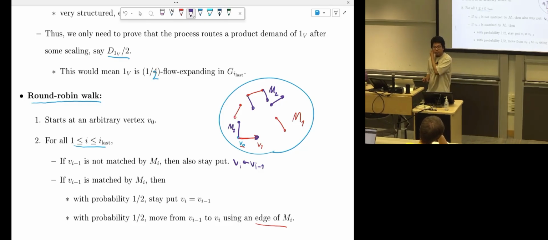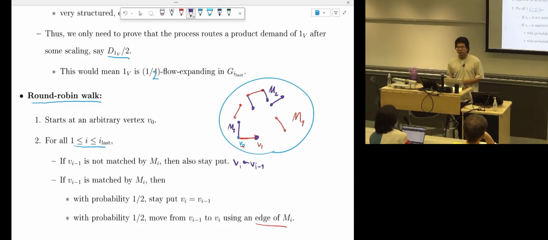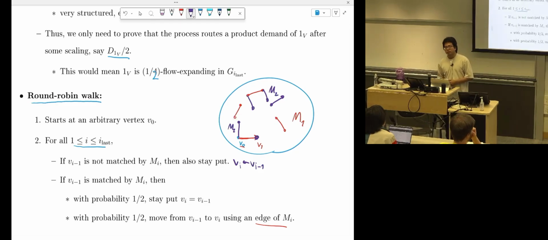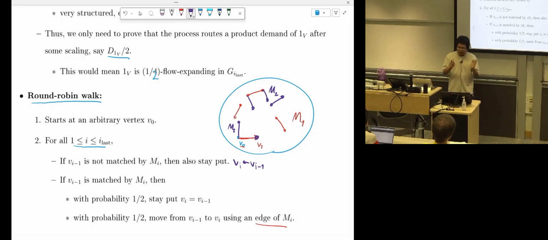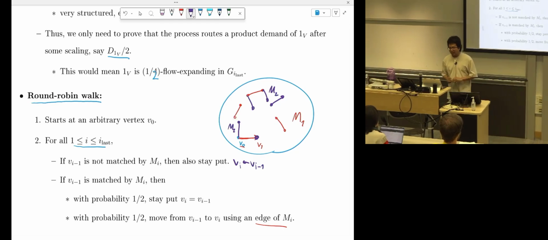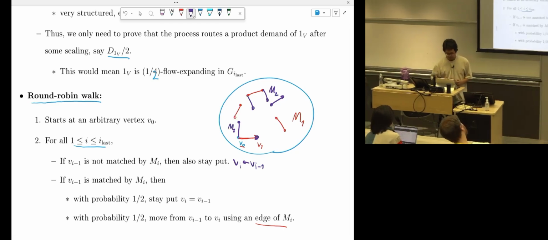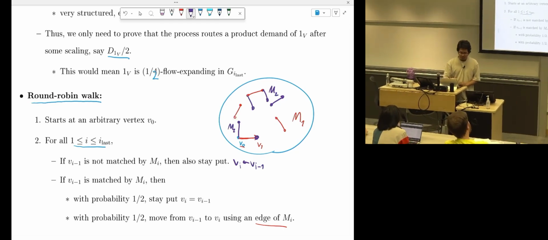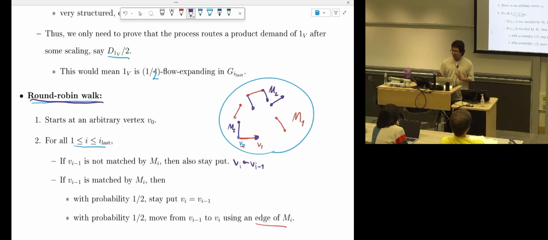Right now we are fixing all the MI and we are trying to find the flow. So we are fixing all the MI and then trying to find a flow in the final graph. Yeah, once the MI are all fixed, this process defines some flow, right? I'll get to that soon. But I hope that this round robin walk is clear.